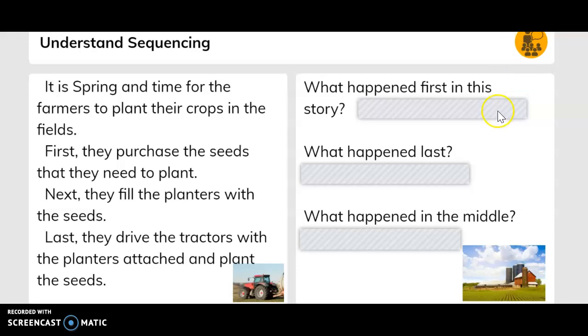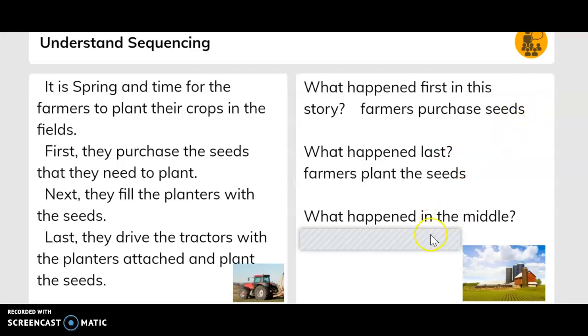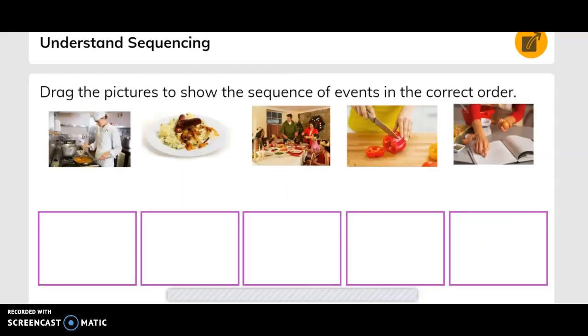What happened first in this story? Farmers purchase seeds. What happened last? Farmers plant the seeds. What happened in the middle? Farmers fill the planter. Drag the pictures to show the sequence of events in the correct order.